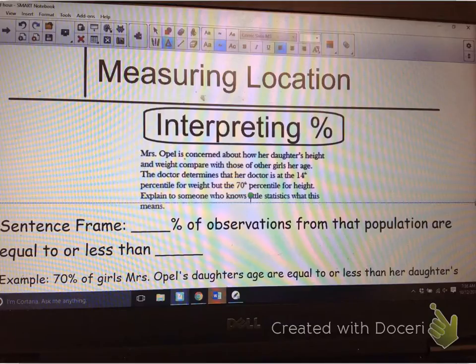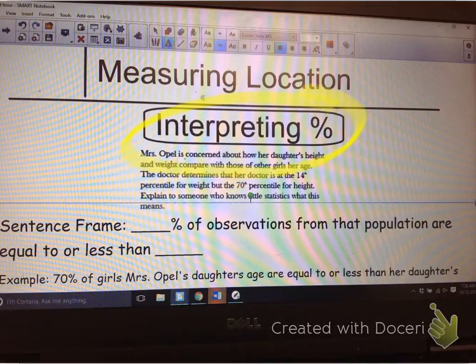You're going to add to your notes on measuring location. The first heading after measuring location will be interpreting percentiles. Please get that down in your notes right there. The example I have is Mrs. Opal is concerned about how her daughter's height and weight compare with those of other girls her age.